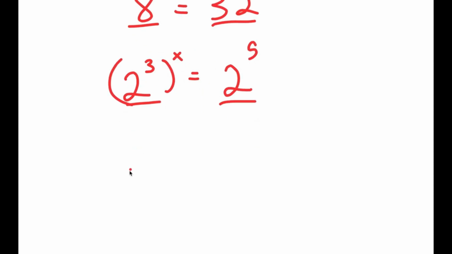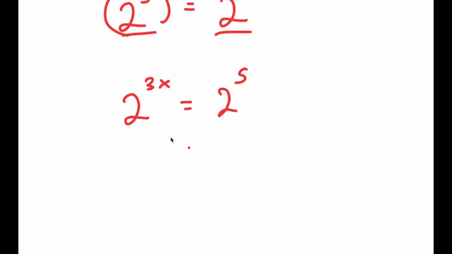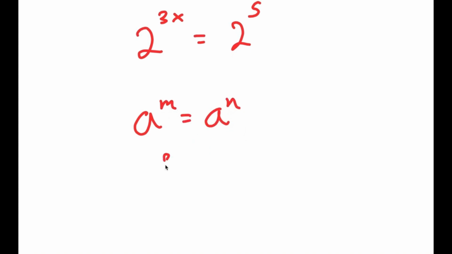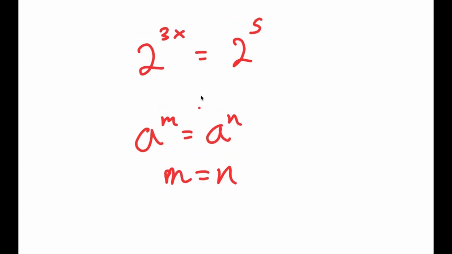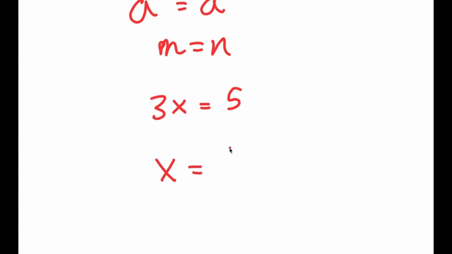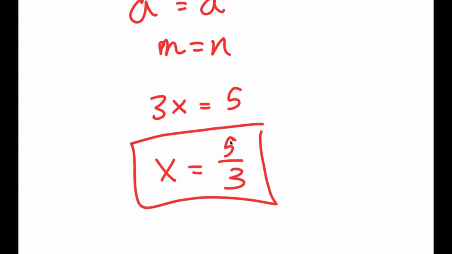2 to the power of 3, to the power of x, is the same thing as 2 to the power of 3x, which is equal to 2 to the power of 5. And because these two have the same bases, a to the power of m is equal to a to the power of n, meaning m is equal to n. So 3x is equal to 5, and x is equal to 5 over 3. So that's another method of solving this equation.